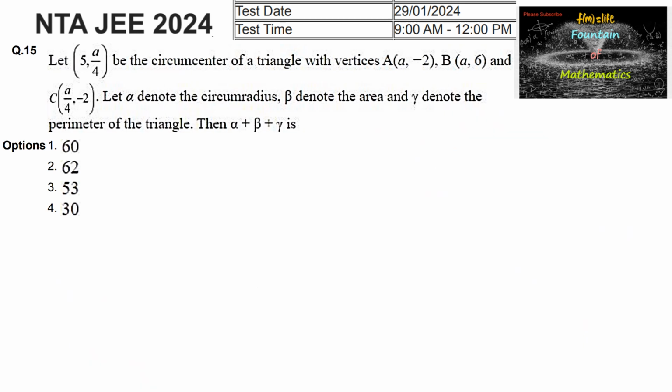To find the area, let's draw the diagram. It's a triangle with vertex A at (8, -2), vertex B at (8, 6), and vertex C at (2, -2), and the circumcenter is (5, 2).